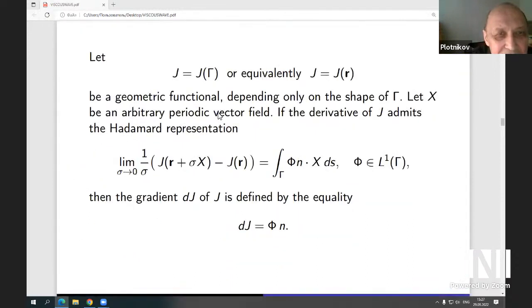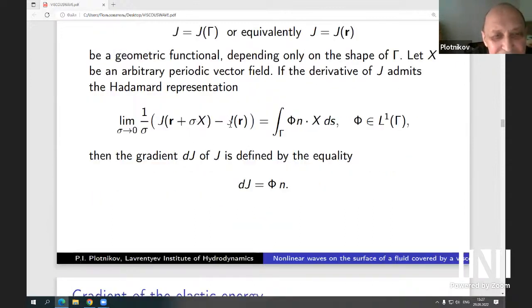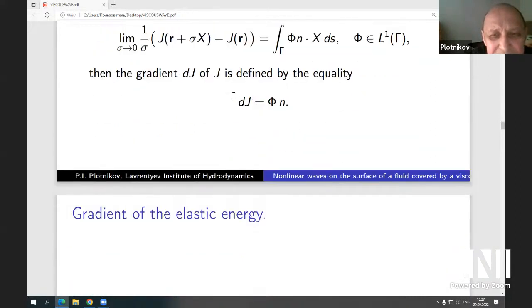Okay, now I would like to calculate the shape derivative, or shape gradient, of the elastic energy. First I recall the general notation. If you have some pure geometric functional J dependent on gamma, on a periodic curve, and assume that its derivative admits this so-called Hadamard representation for any vector field capital X, then the gradient of this functional J is given by the following formula, pi by n, which is directed along the normal. The gradients of geometric functionals are directed along the normal field.